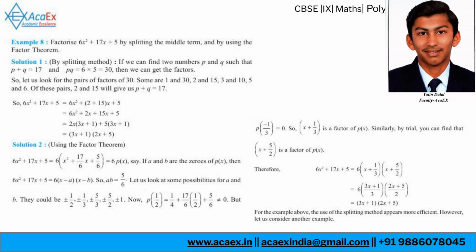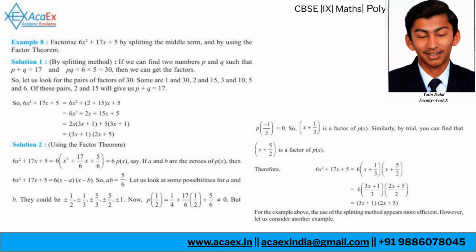Example 8. Factorizing a quadratic. Problem: factorize 6x squared plus 17x plus 5 by splitting the middle term and by using the factor theorem. Solution 1. Splitting method. We need two numbers p and q, such that p plus q equals 17 and p multiplied by q equals 30. The numbers are 2 and 15. The expression factors to (3x plus 1) times (2x plus 5).